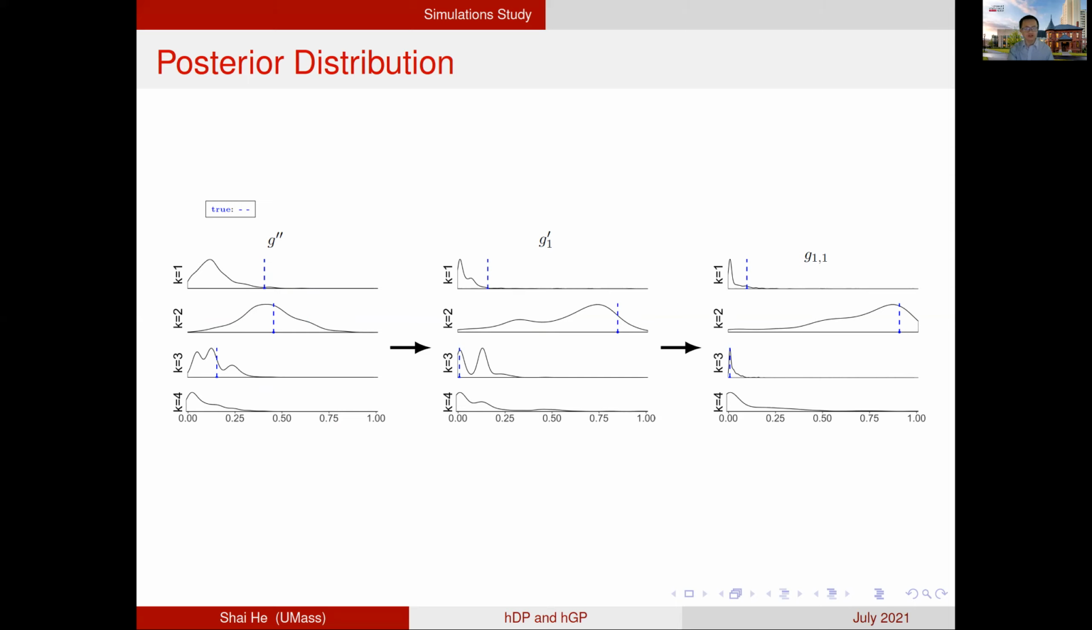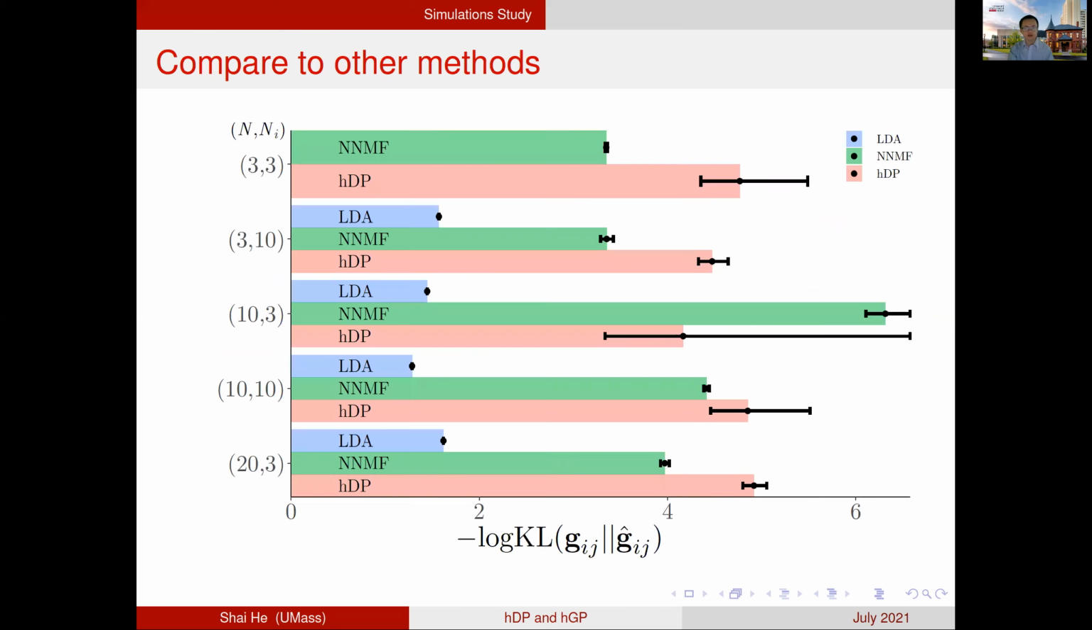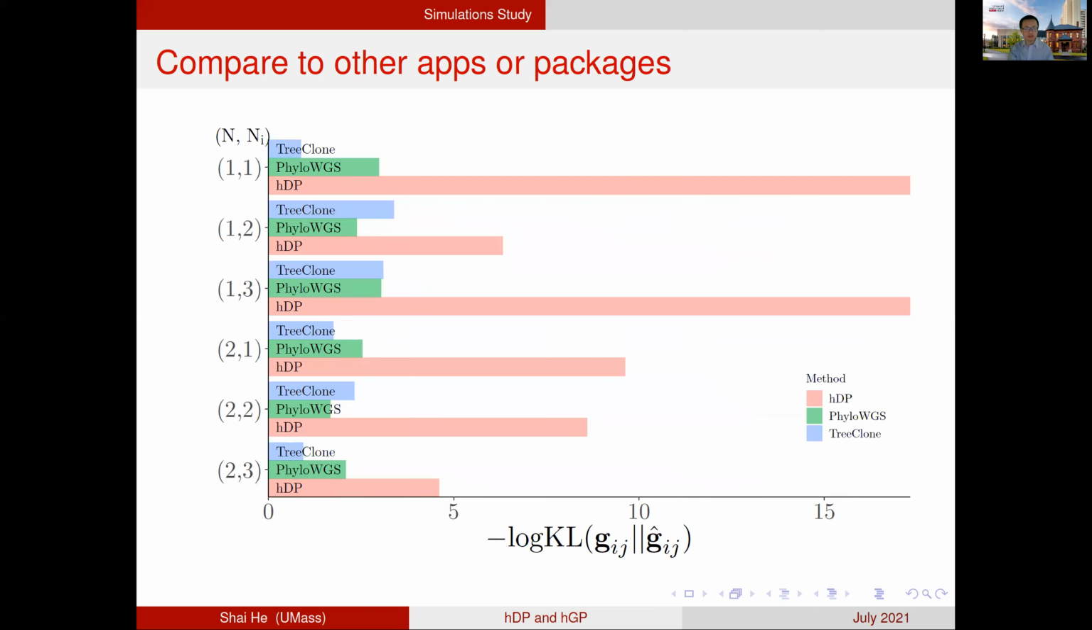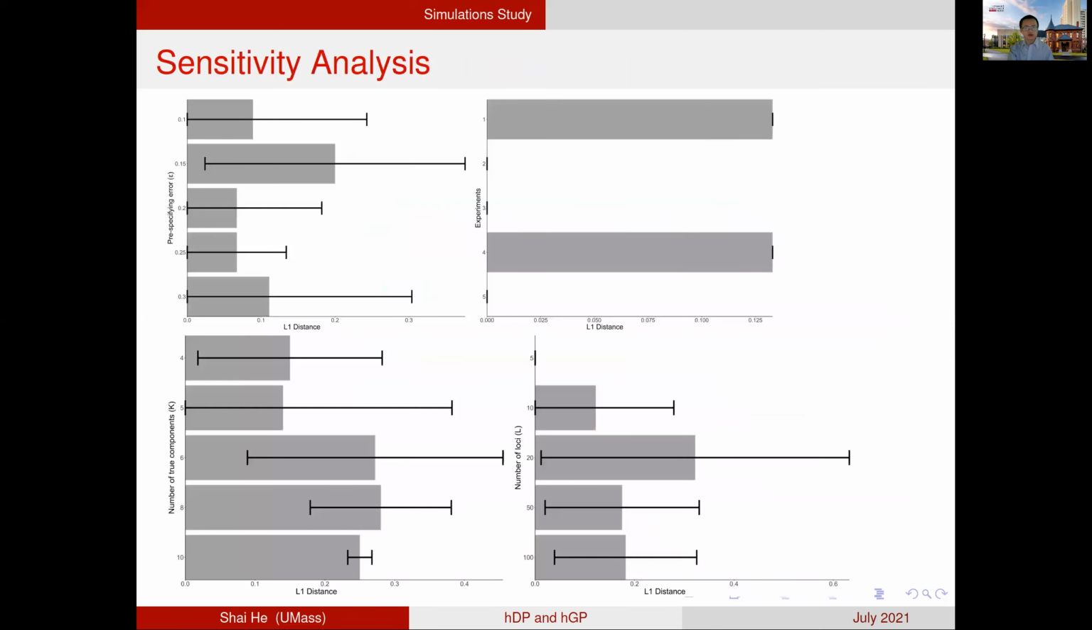The posterior distribution shows the true value and the posterior distribution estimates from the simulation model. This result indicates that the model is able to identify the true subpopulation genotypes, and the posterior distributions are appropriately uncertain relative to the amount of data. We also compare our model to other state-of-the-art methods, which shows our model performs better on this kind of data for clustering and estimation. We also did some sensitivity analysis to show that our model can handle different situations.